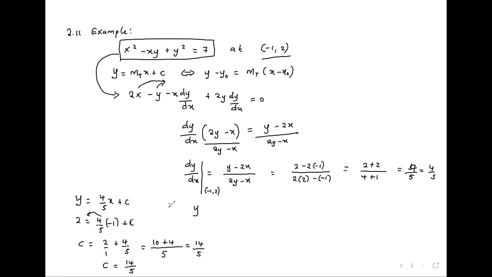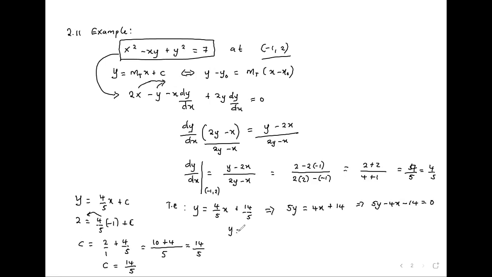So the tangent equation, I mean, is y is equal to 4 over 5 x plus 14 over 5, which you can as well write as 5y is equal to 4x plus 14, or 5y minus 4x minus 14 is equal to 0. That's your line.